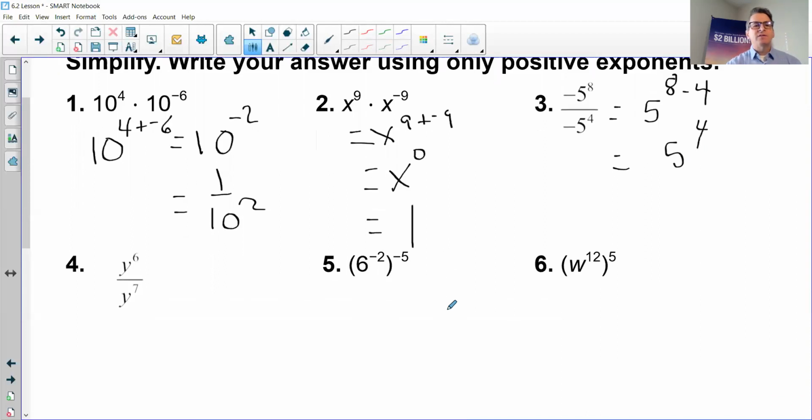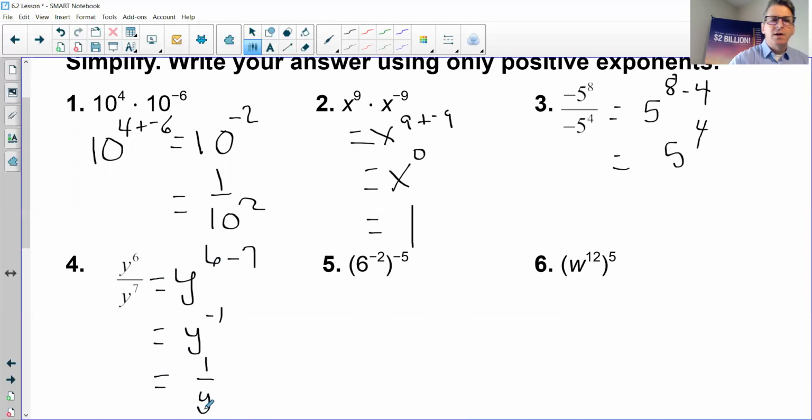Example 4, y to the 6th divided by y to the 7th is equal to y to the 6 minus 7. That's the quotient property. Y to the negative 1, and that's 1 over y to the 1. Number 5, we have a power raised to a power property. That is equal to 6 to the negative 2 times negative 5 times negative 5. And that's equal to 6 to the positive 10.